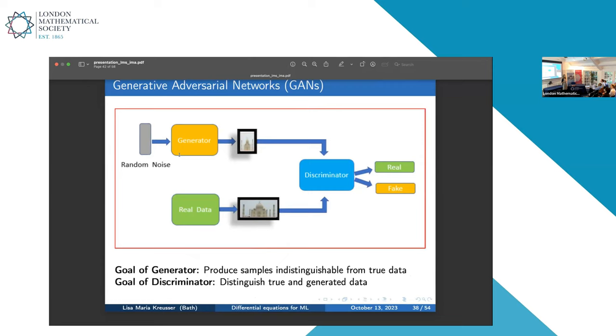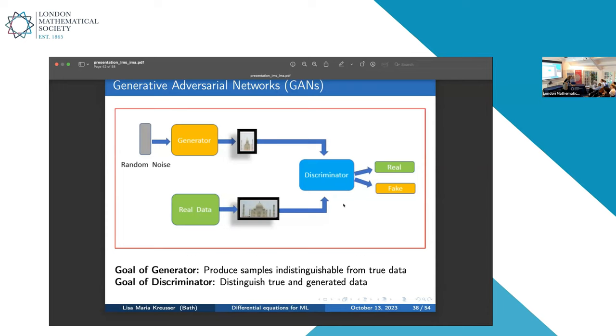On the one hand, we have a generator, and on the other hand, we have a discriminator. The idea is that the generator produces samples that should be indistinguishable from the true data. So we have some random noise as an input, this goes into the generator, and then hopefully the generator produces some realistic looking images. And now the task of the second network, the discriminator, is to be able to distinguish between the true images and the images which were generated by the generator.